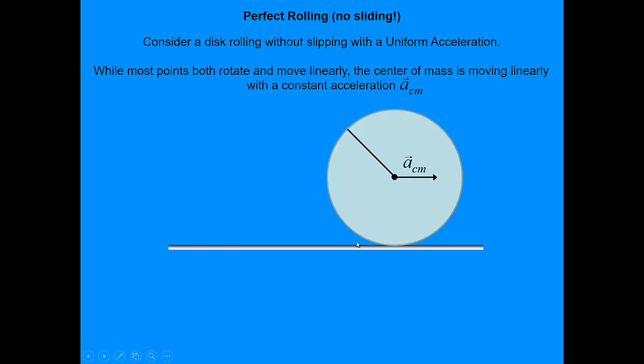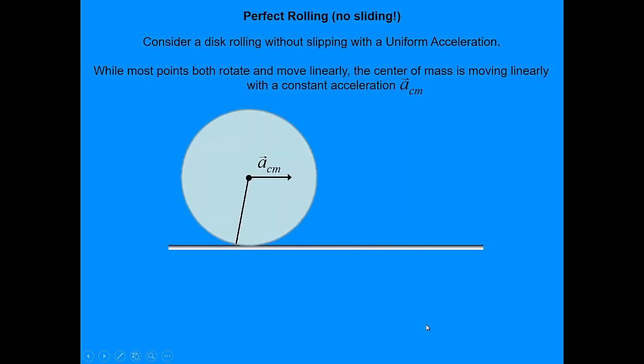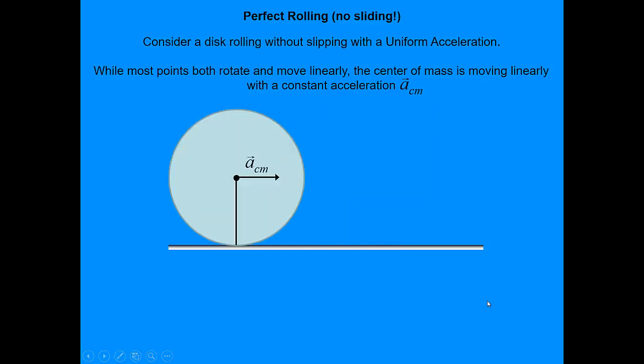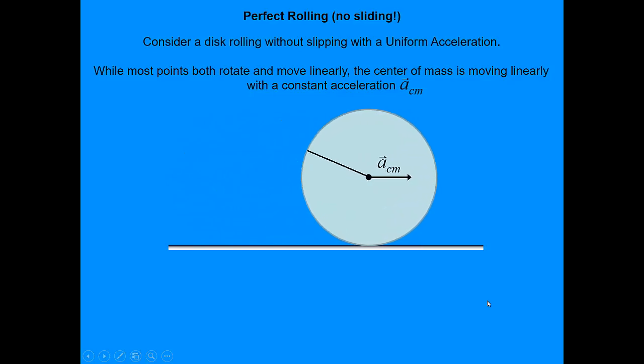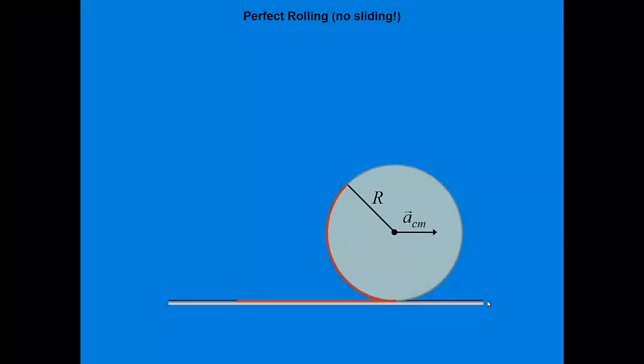Note that most points both rotate and move linearly, but the center of mass only moves linearly with a constant acceleration we shall call a cm. Right? Cm stands for the center of mass. Watch it one more time. There we go. Well, we can relate these things to one another, as we've done earlier.